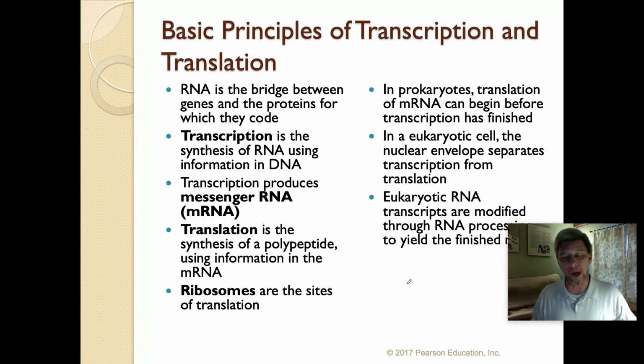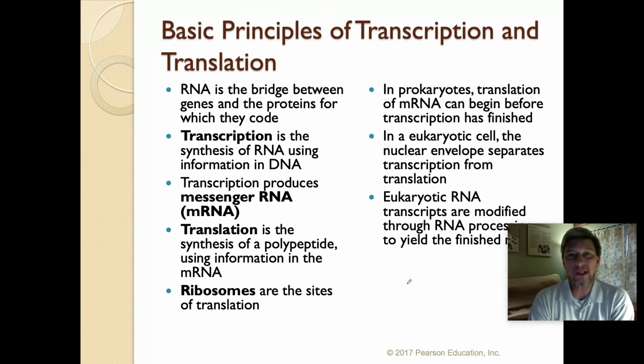Now, we'll start with transcription. It occurs in the nucleus, and essentially it is taking the DNA code and creating an RNA transcript. That's why we call it transcription, going from DNA to RNA. The reason that we do this is because RNA is the midpoint, or the bridge, between the DNA on one side and the protein on the other. So it's the bridge between the genes and the proteins for which they code.